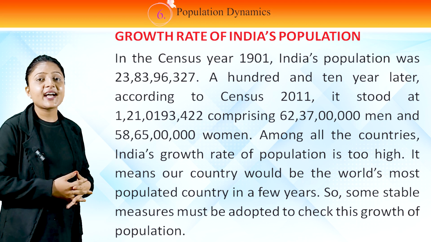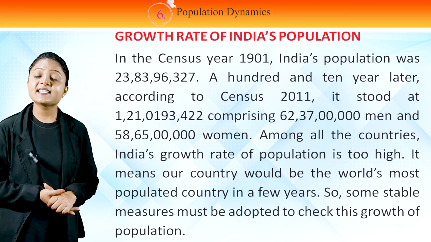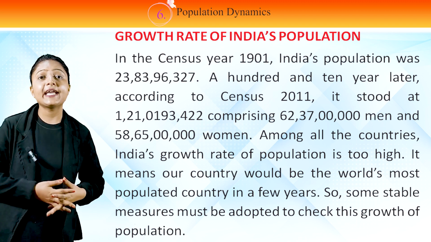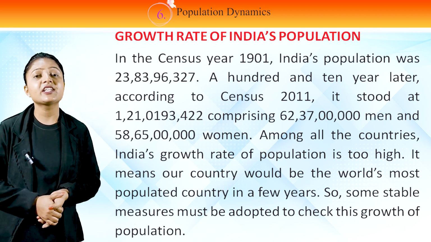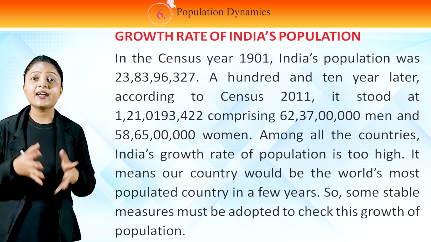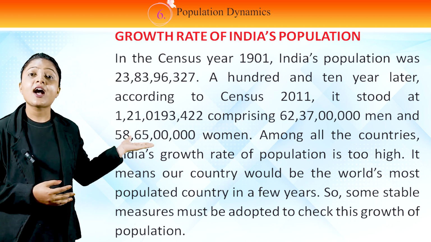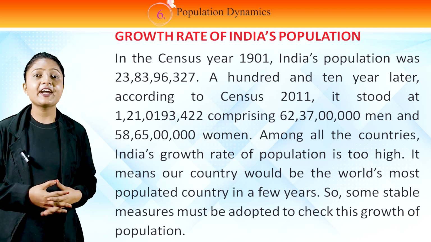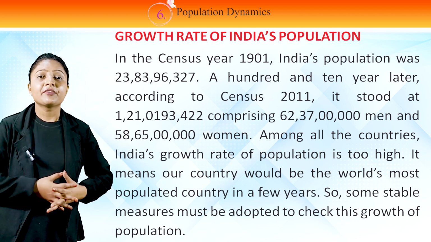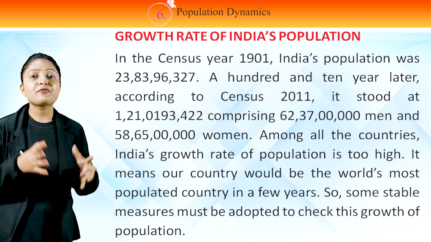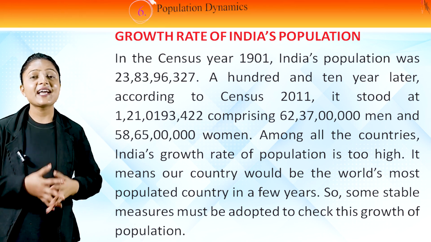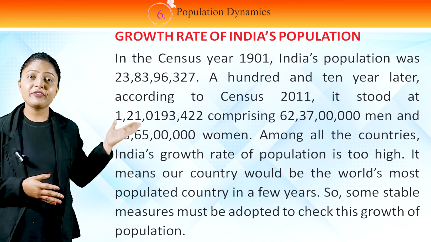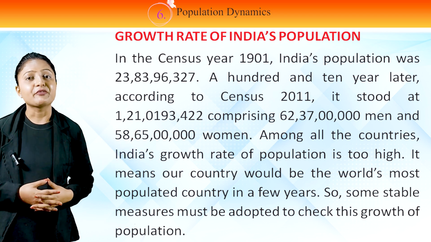Growth rate of India's population. In the census year 1901, India's population was 23 crore 83 lakh 96,327. 110 years later, according to census 2011, it stood at 121 crore 1 lakh 93,422, comprising 62 crore 37 lakh men and 58 crore 65 lakh women.